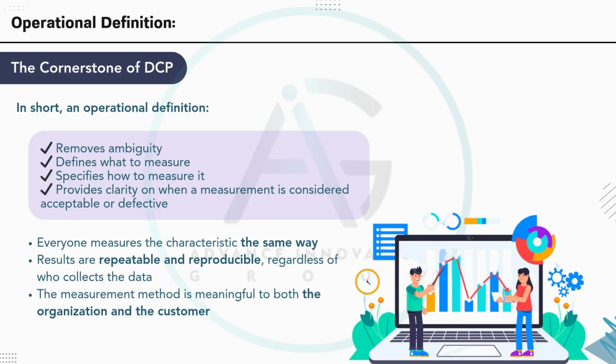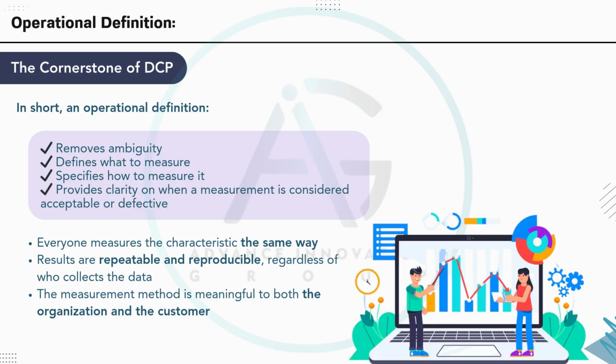Let's take a closer look at what an operational definition really provides in practical terms. In short, an operational definition does 4 key things. It removes ambiguity by clearly stating how a measurement should be performed. It defines exactly what to measure, so there's no confusion about the characteristic or parameter being assessed. It specifies how that characteristic should be measured, ensuring consistency in tools, techniques, and timing. And it clarifies when a result is acceptable or defective, helping us judge performance based on defined standards.